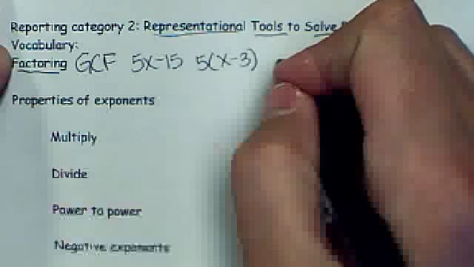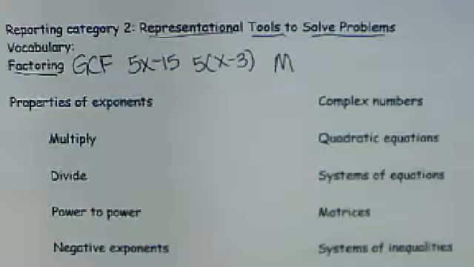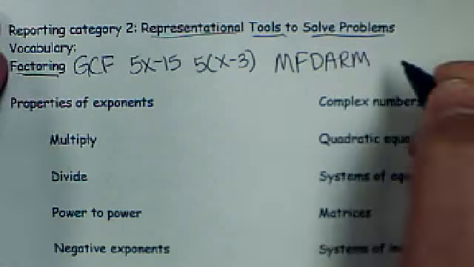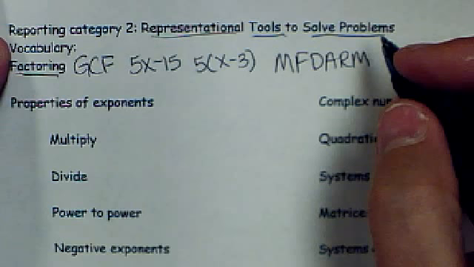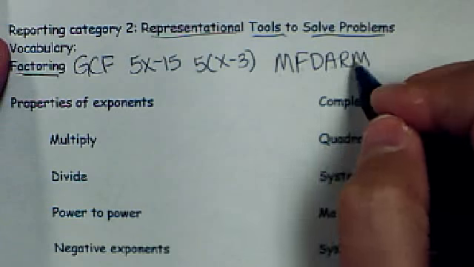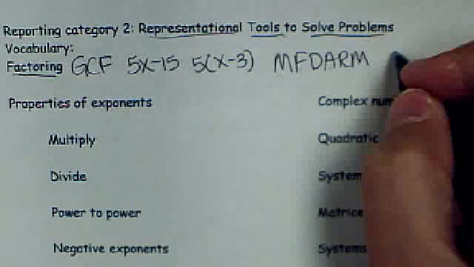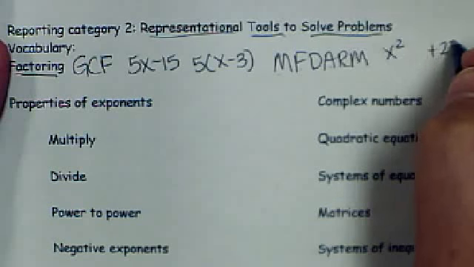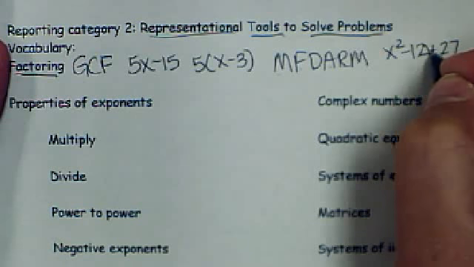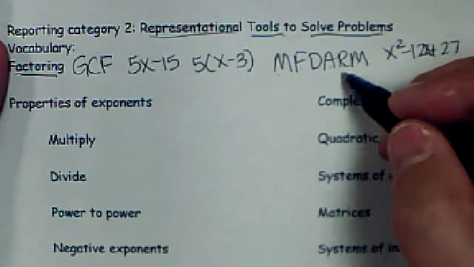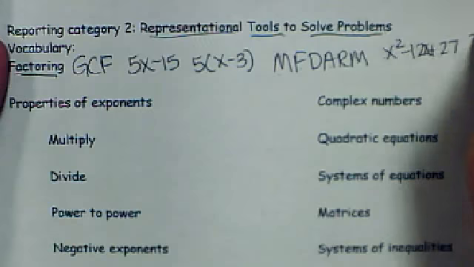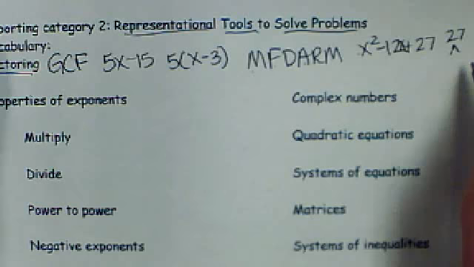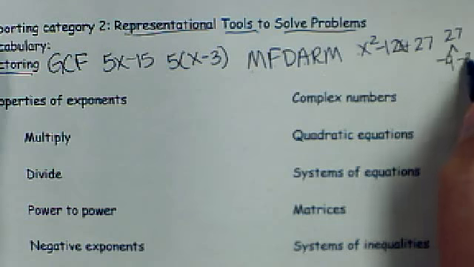The other kind of factoring that we talk about is my father drives a red Mustang. And my father drives a red Mustang is multiply, factor, divide by a, reduce, and multiply. So if we have something like x squared minus 12x plus 27, we multiply a and c. So 1 times 27 is 27. And then we look for two numbers that multiply to 27 and add up to negative 12, and they would be negative 9 and negative 3.